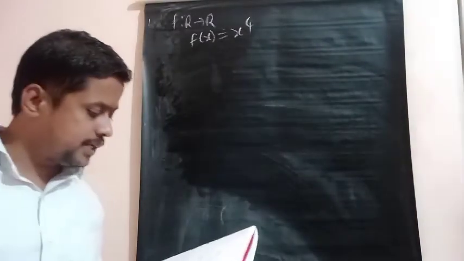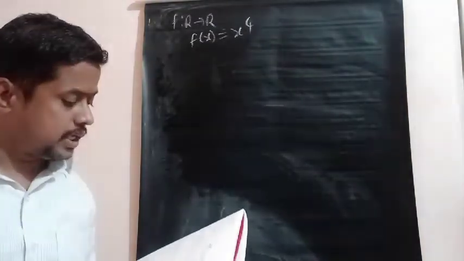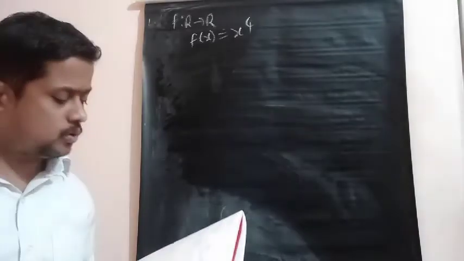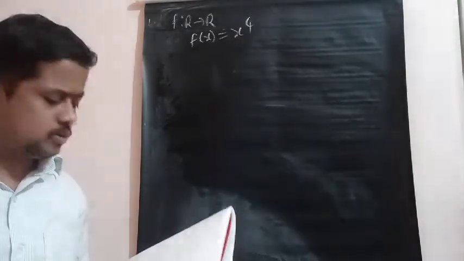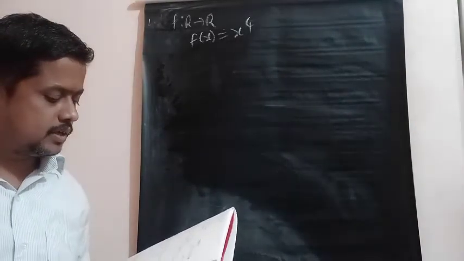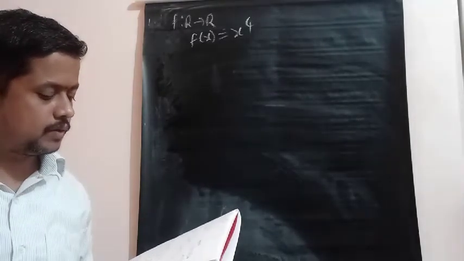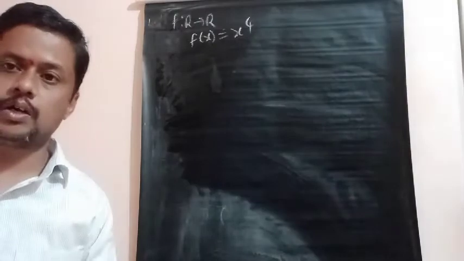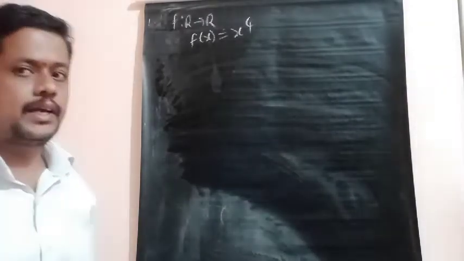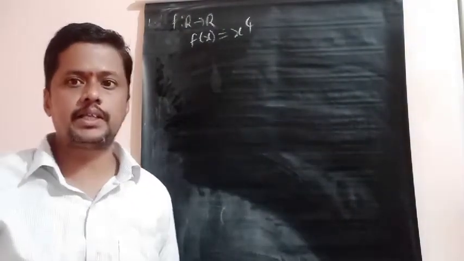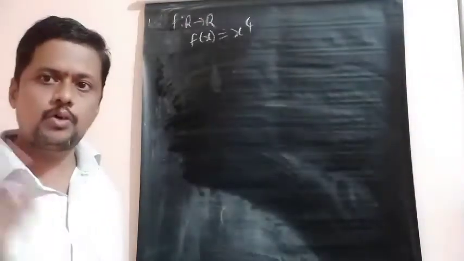I will read one time. F is 1-1 but not onto. F is neither 1-1 nor onto. F is 1-1 and onto. F is not 1-1 but onto. So you have to calculate. First you have to calculate whether this function is 1-1 or not, onto or not. You have to check.